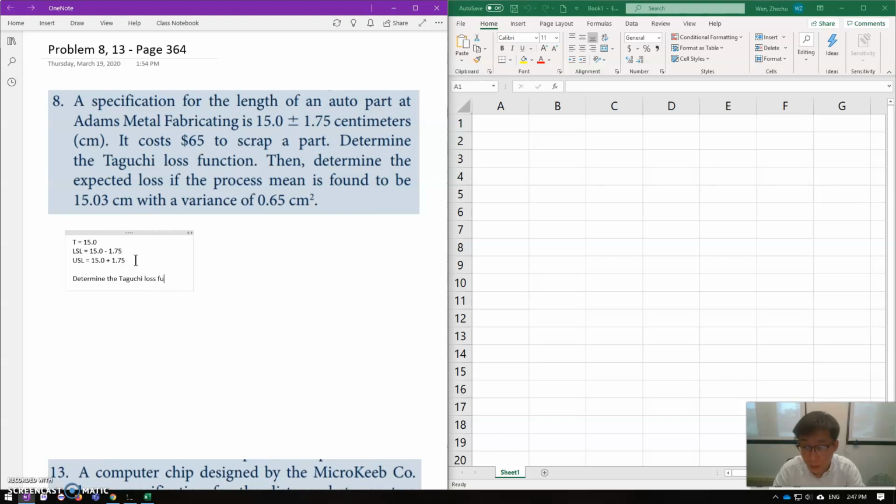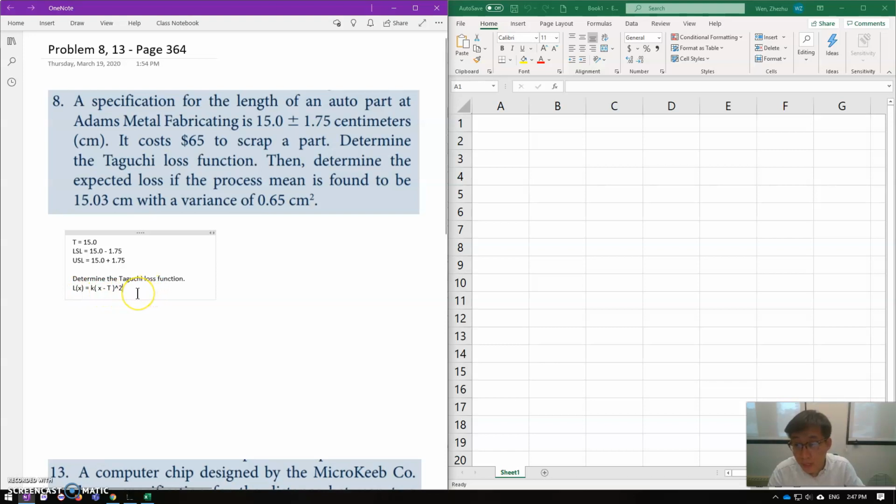Taguchi loss function. So if you remember, the general format of Taguchi loss function is L(x), loss at dimension x, is equal to k multiplied by the deviation squared. So x is whatever dimension you'd like to use to calculate the potential loss, and t is the target, which is 15.0. So if you square it and multiply with the cost constant k, that is the Taguchi loss function.